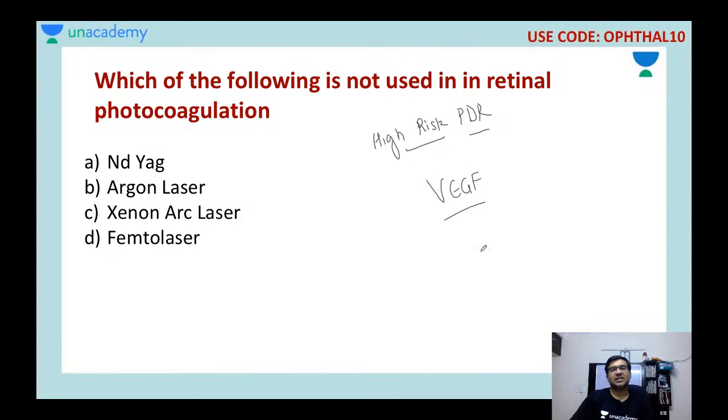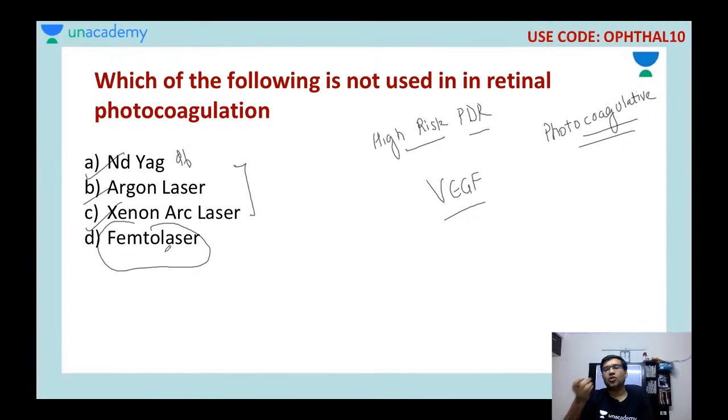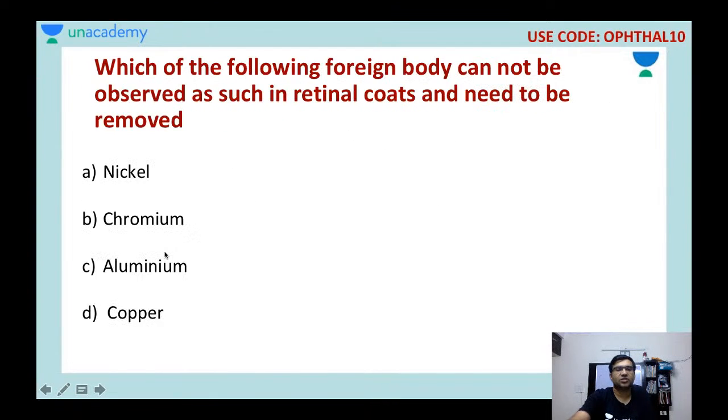So the type of laser that we use in retinal photocoagulation is called photocoagulative laser. Because we are using a photocoagulative laser, double frequency Nd:YAG, argon laser and xenon arc laser all can be used. A femto laser is basically used for cataract surgery, for LASIK surgeries, and for intracorneal ring segments. It is not used for retinal photocoagulation or pan-retinal photocoagulation. Okay, chalo. Let's move to our next question.